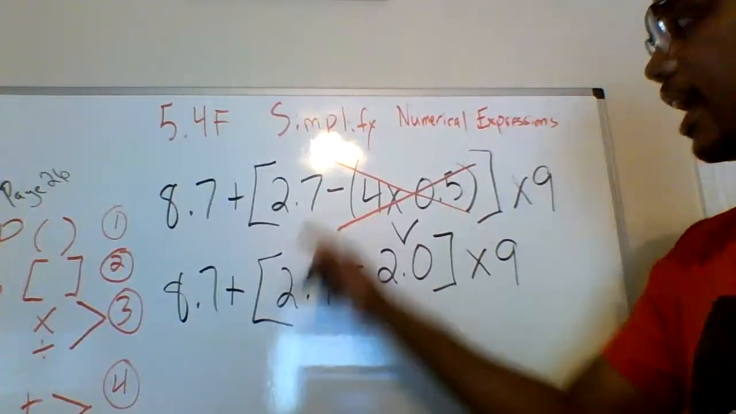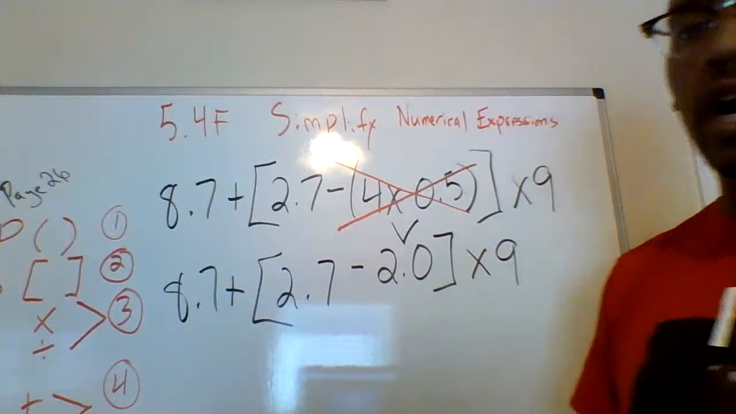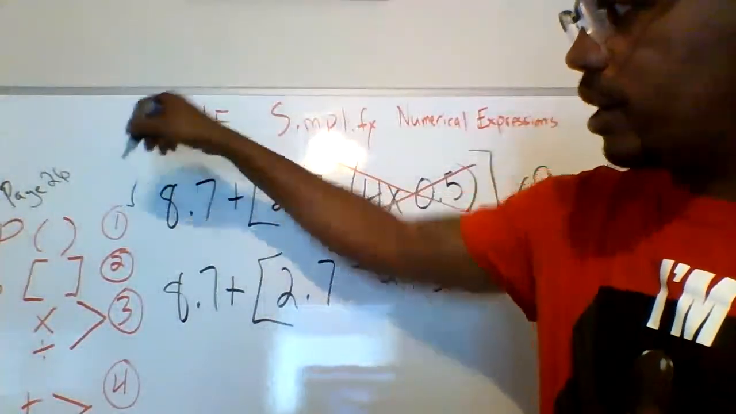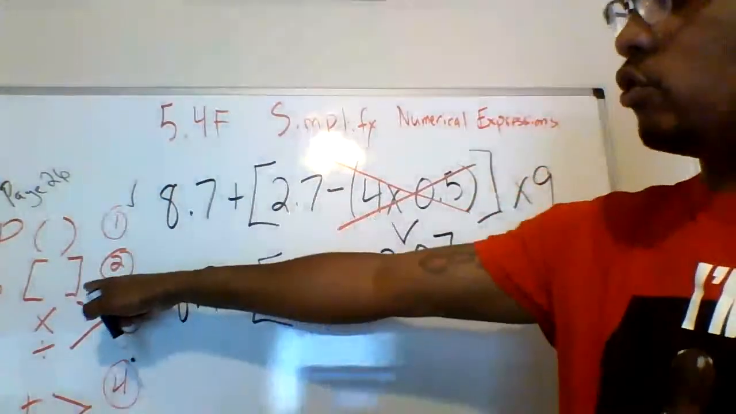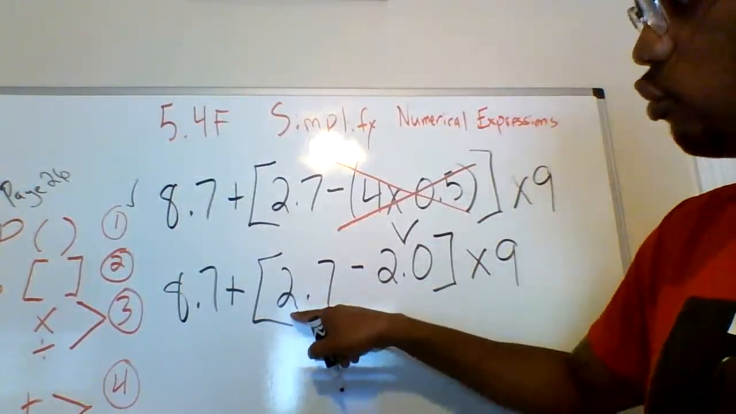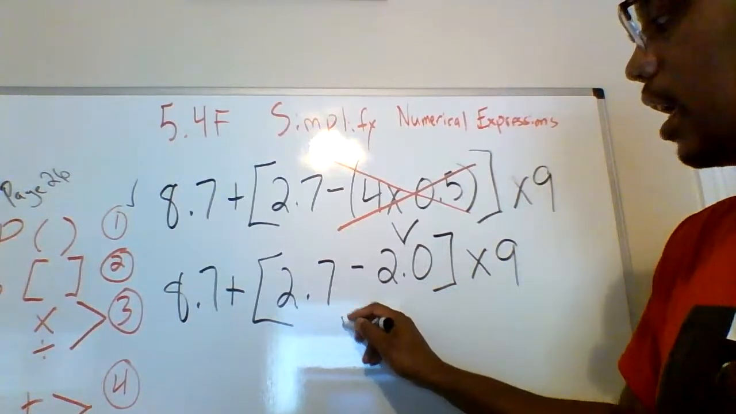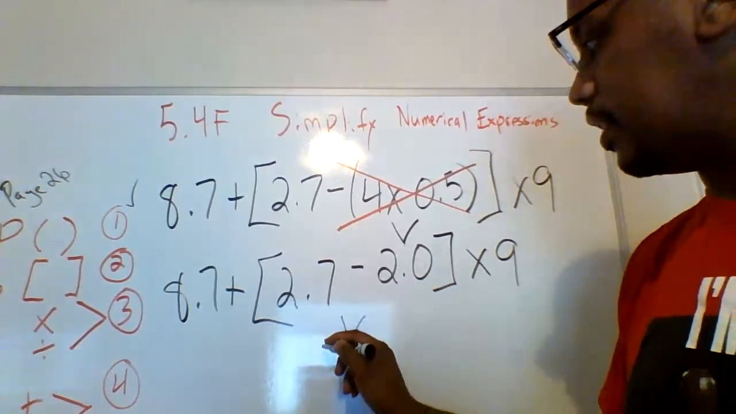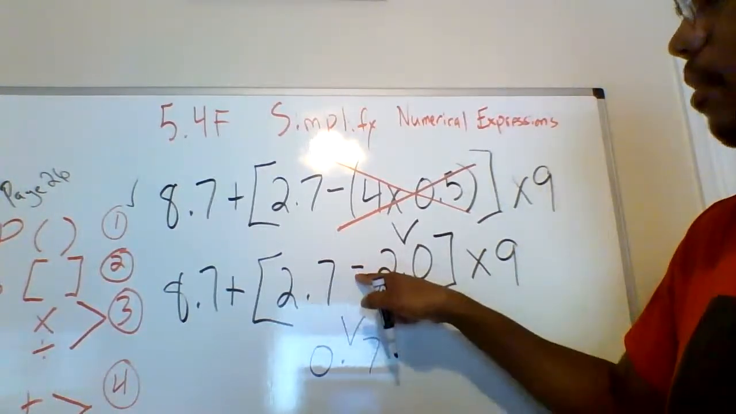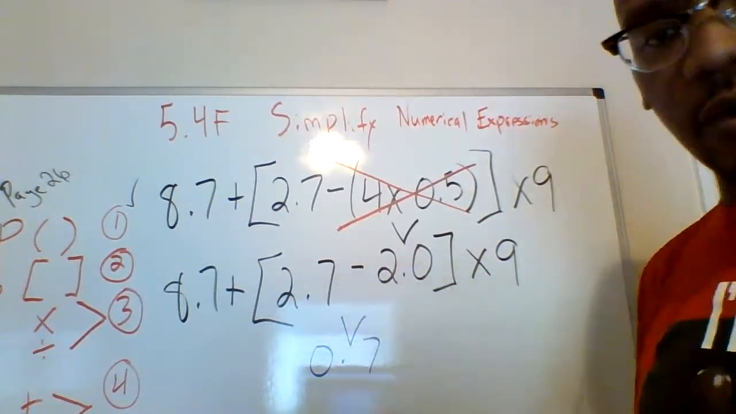All right. Again, I solved one part and I crossed it out. Now I don't have any parentheses anymore. So step one is good. Now step two is brackets. Inside the brackets, 2.7 minus 2.0, common sense tells you that's 0.7. 7 minus 0 is 7. 2 minus 2 is 0.